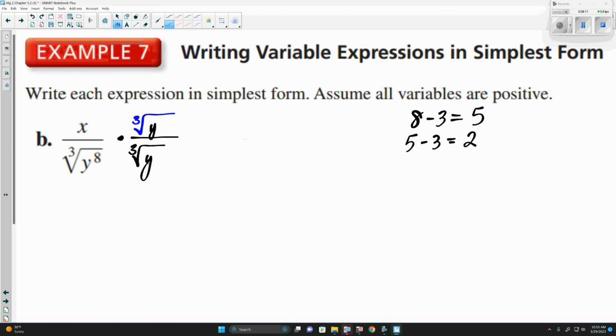So we're going to multiply the top and bottom of this by the cubed root of y, because we just need one more. The numerator, we'll multiply them together: x times the cubed root of y. The denominator is still going to be the cubed root, because when we multiply 2 cubed roots together, we still have the cubed root. We multiply what's inside. Y to the 8th times y is going to be y to the 9th.